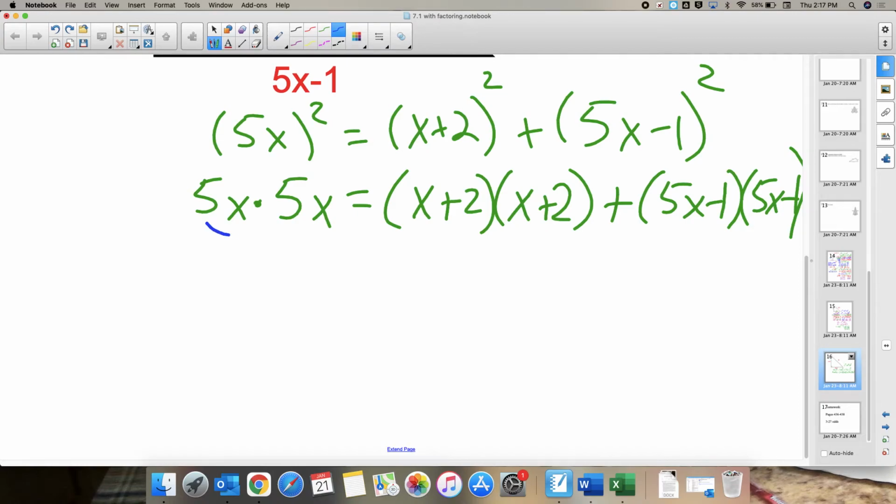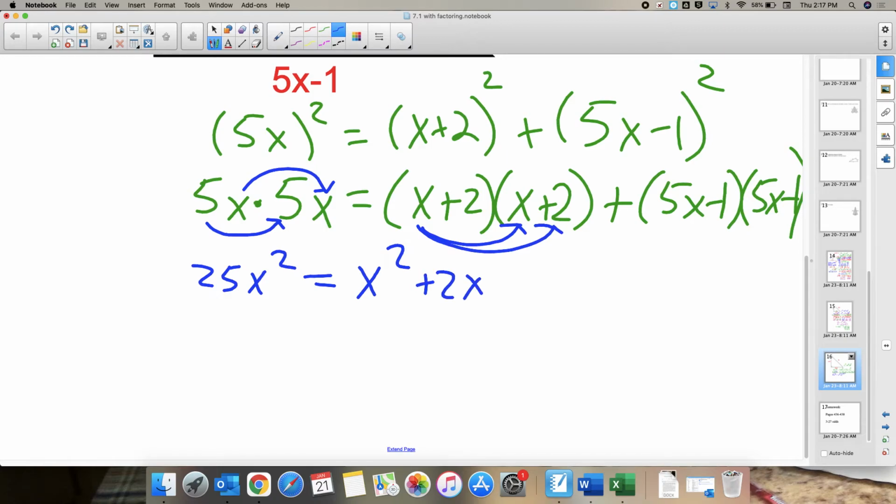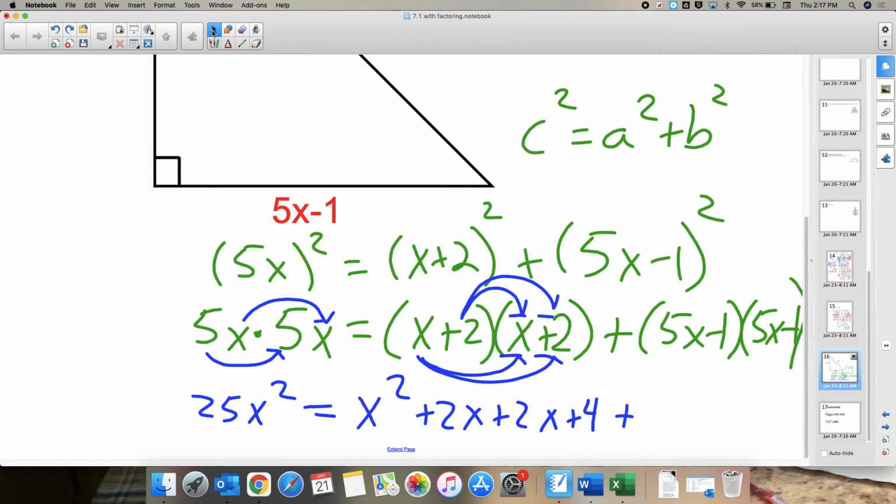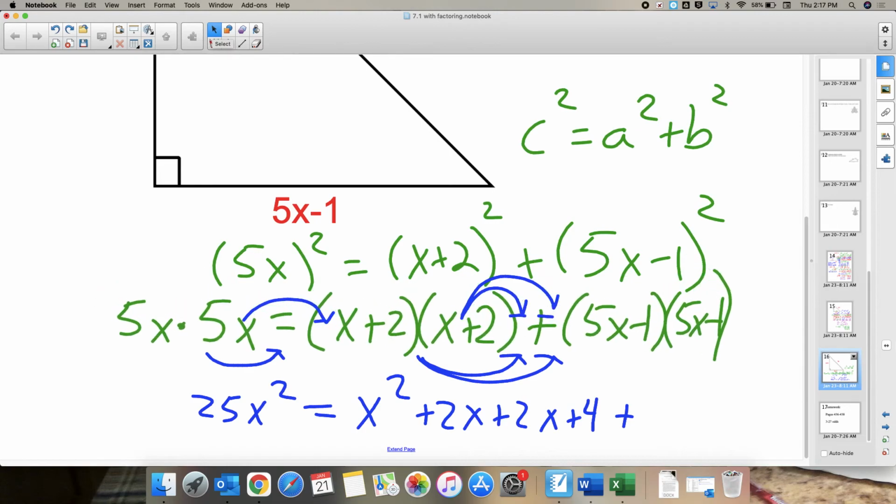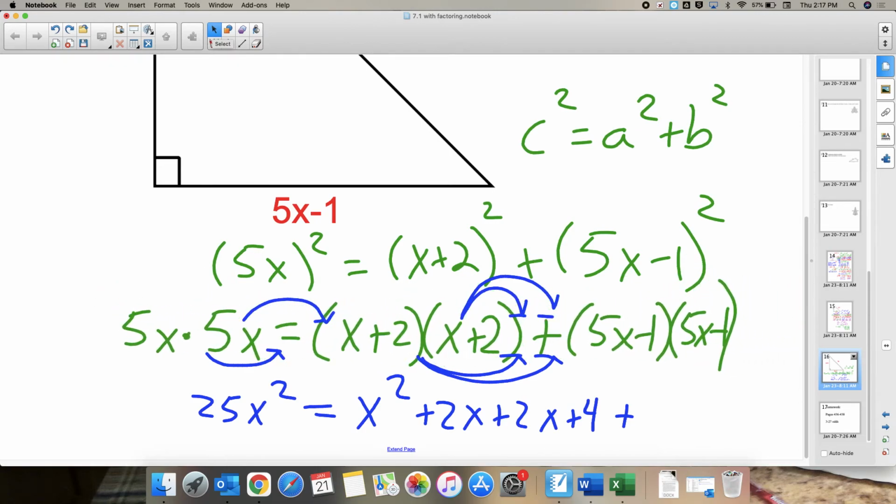5x times 5x. We have 5 times 5. We have x times x. So 5x times 5x is 25x squared. x plus 2 times x plus 2. Here we need to FOIL. x times x is x squared. x times 2 is 2x. 2 times x is 2x. 2 times 2 is 4. I'm going to shift these to the left a little bit, just to give myself a little bit more room.